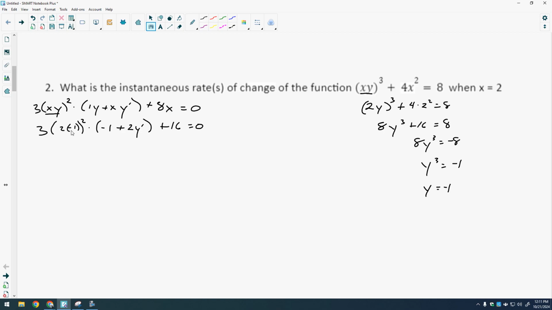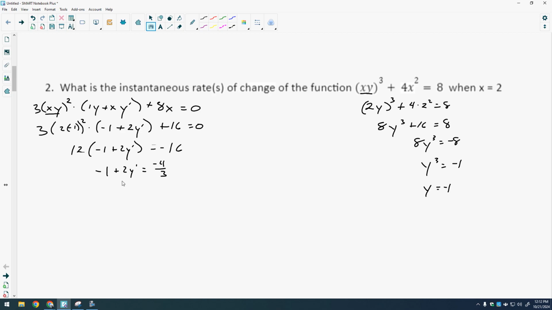Let's simplify that mess. Negative 2 squared is 4 times 3 is 12. Subtracting 16 gives me that. I could distribute and all that stuff. I'm just going to divide by 12 right now. 16 divided by 12 is a negative 4/3 when we reduce that.